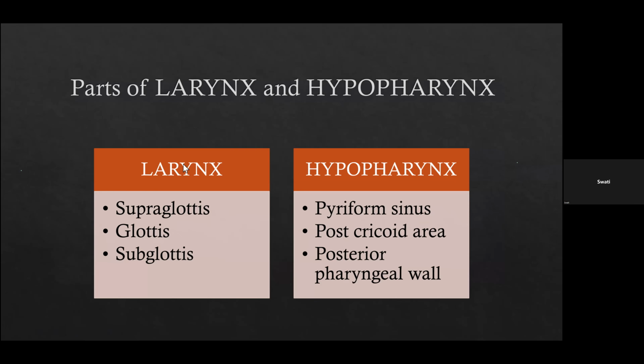Now coming to the parts of larynx and hypopharynx. So larynx is divided into supraglottis, glottis, and subglottis. Hypopharynx has three parts, that is the pyriform sinus, postcricoid area, and posterior pharyngeal wall. So let's come to larynx first.